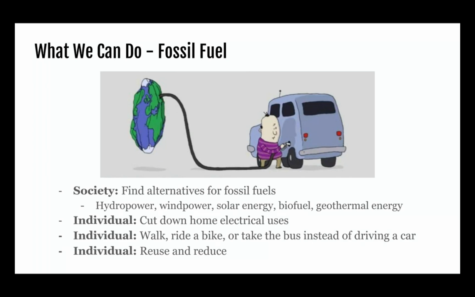These alternative types of energy make use of the Earth's natural processes and redirect energy instead of releasing harmful pollutants. As an individual, we can choose to cut down home electrical uses, turning off the lights or the TV when we're not using them. We can also choose to walk, ride a bike, or take the bus instead of driving a car. Taking a bus allows people to make use of one main system of fossil fuel usage instead of many individual systems. We can also choose to reuse and reduce, which is extremely important.